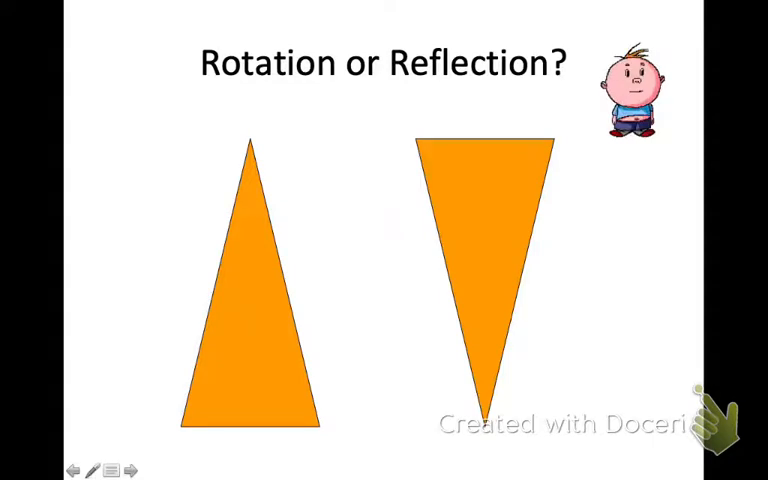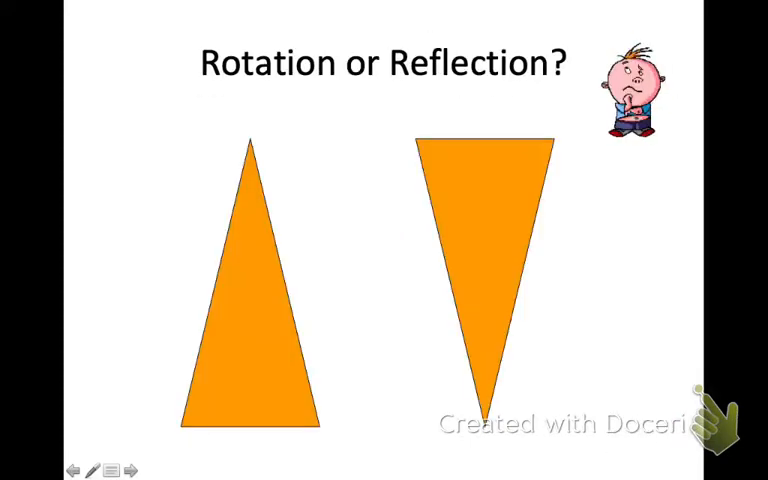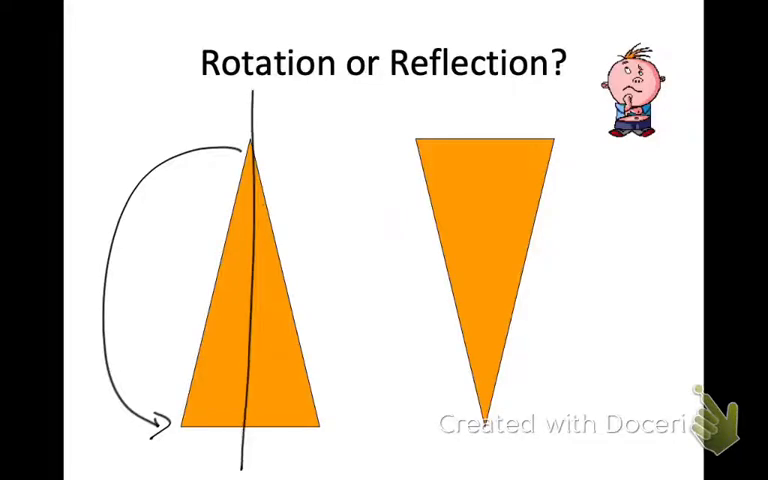If the mirror were down at the bottom, and then we had it below, then I would say it's a reflection. But since it is opposite, I would say that it is a rotation of 180 degrees. Notice it moved exactly half, so it turned completely over. That's what we call 180 degrees, almost like a half circle.